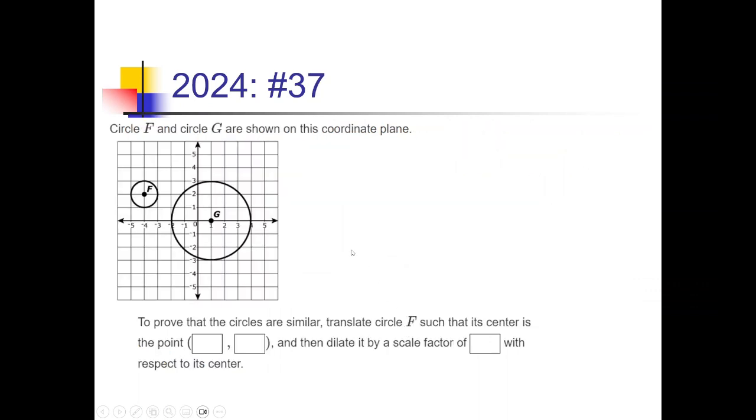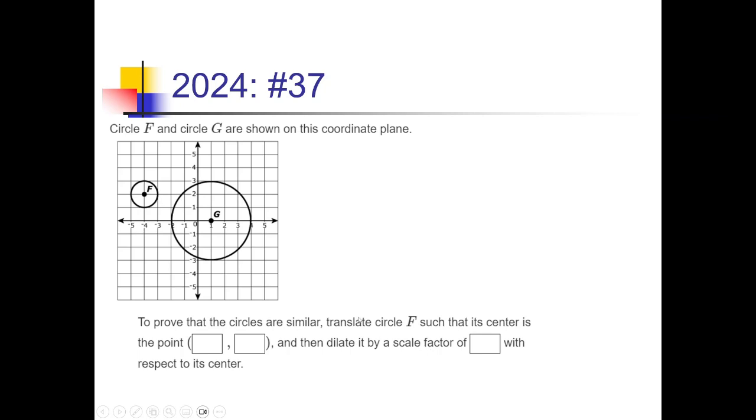For number 37, they're giving us two circles, F and G, on this coordinate plane. And they are saying to prove the circles are similar, translate circle F such that its center is the point, and then we have to figure out the new point, and then dilate it by a scale factor of, well, we've got to figure out that too.